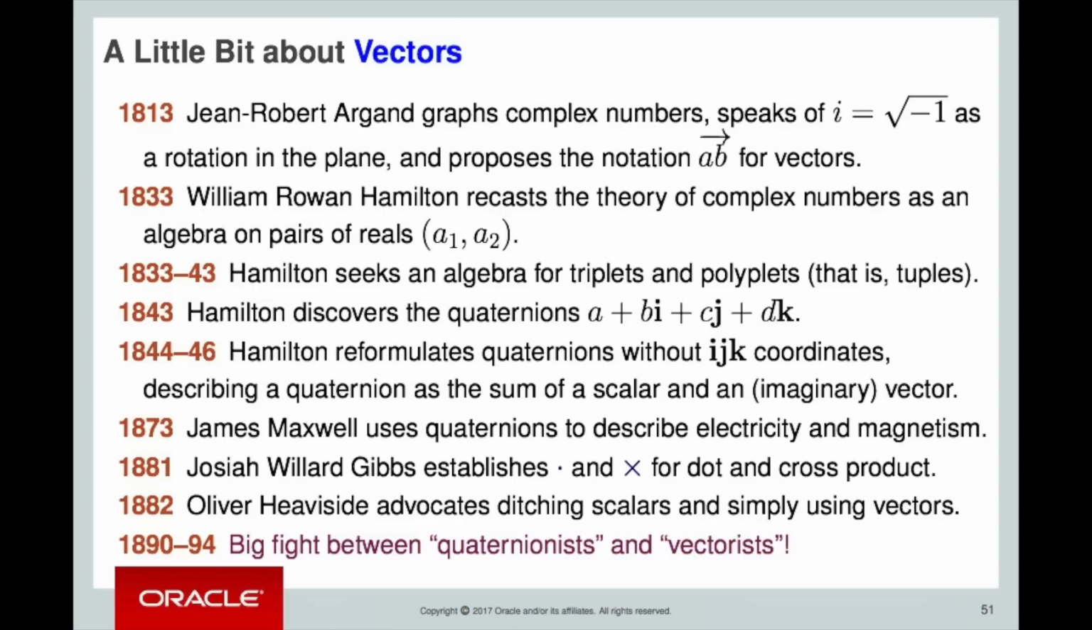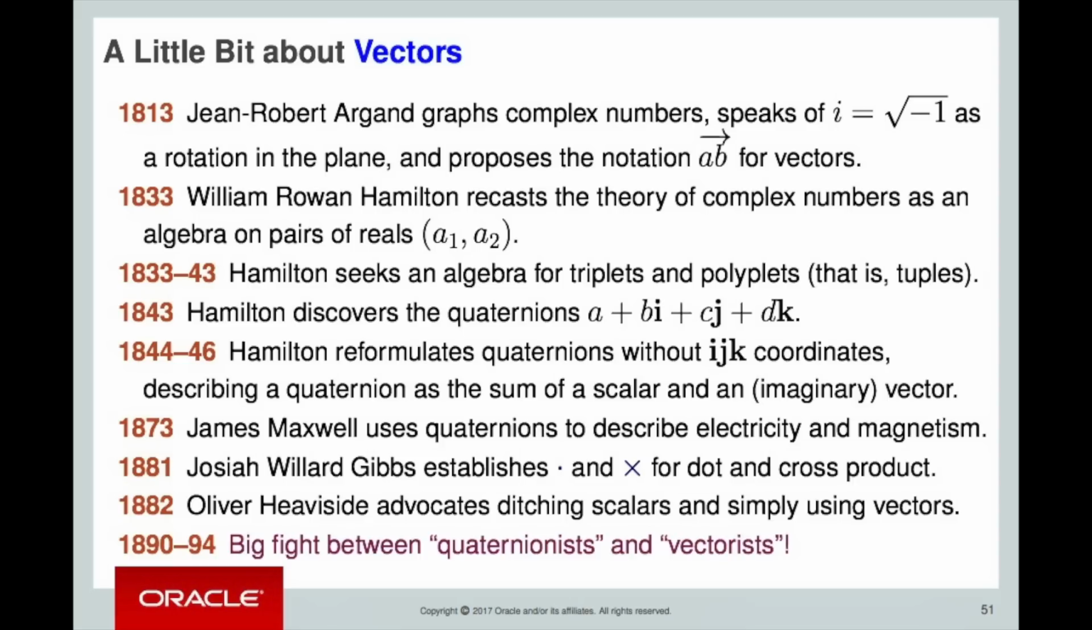Now let's talk a little about vectors, which I alluded to in the previous slide. Okay, you remember Descartes introduced Cartesian coordinates, and you could graph points algebraically in the xy plane, leading to the development of algebraic geometry. In 1813, Argand adapted this to the graphing of complex numbers, producing the Argand diagram, and speaks of the square root of -1 as describing a rotation in the plane. In fact, other complex numbers can describe other rotations in the plane. And he proposes the notation AB with an arrow over it to indicate a vector from point A to point B.